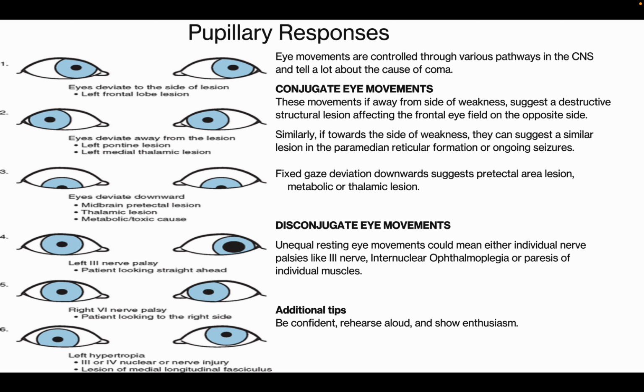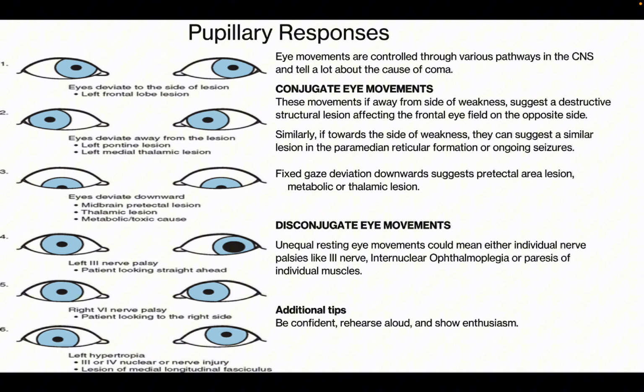So the next thing we look for are the pupillary responses. Now, the eye movements, it's important to know that they are controlled through various pathways in the CNS, and they tell you a lot about the cause of the coma. Depending on where the lesions are, the eye movements will tell you a different story. So this is a very good, nice, picturesque summation of all the gaze responses, abnormalities you see.